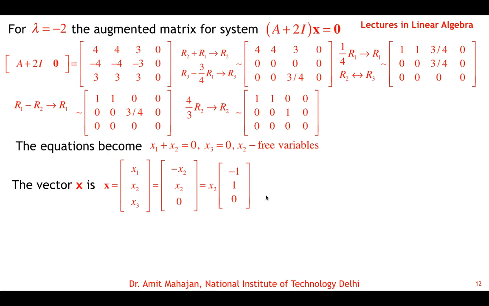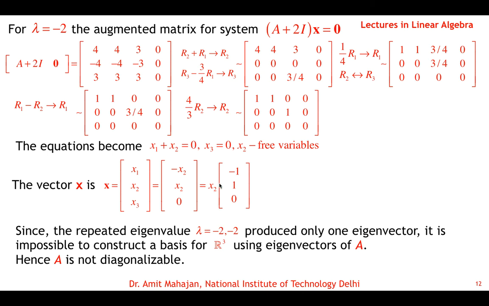So a total of only two eigenvectors we get in this case, and clearly we can say that this matrix A is not diagonalizable. Okay, so a repeated eigenvalue was there, but it produced only one eigenvector. Okay, so the geometric multiplicity is 1 while the algebraic multiplicity is 2. So geometric multiplicity not equal to algebraic multiplicity means that we cannot construct this basis. Okay, and so the matrix is not diagonalizable.